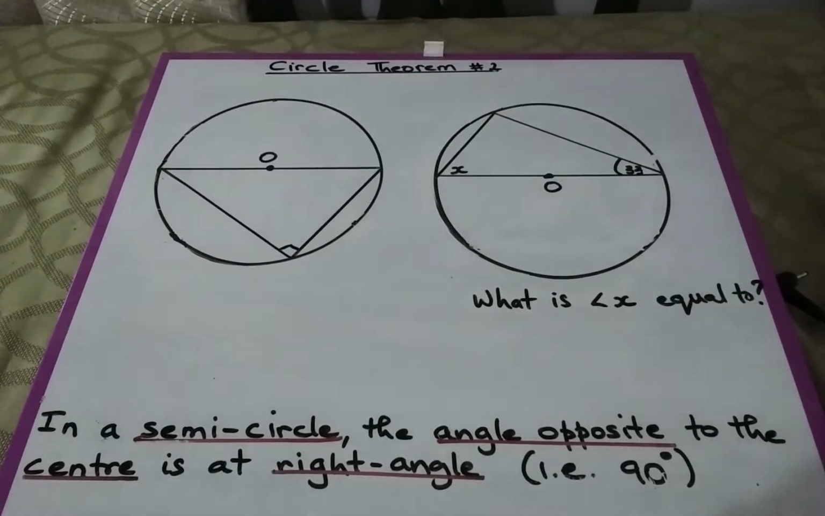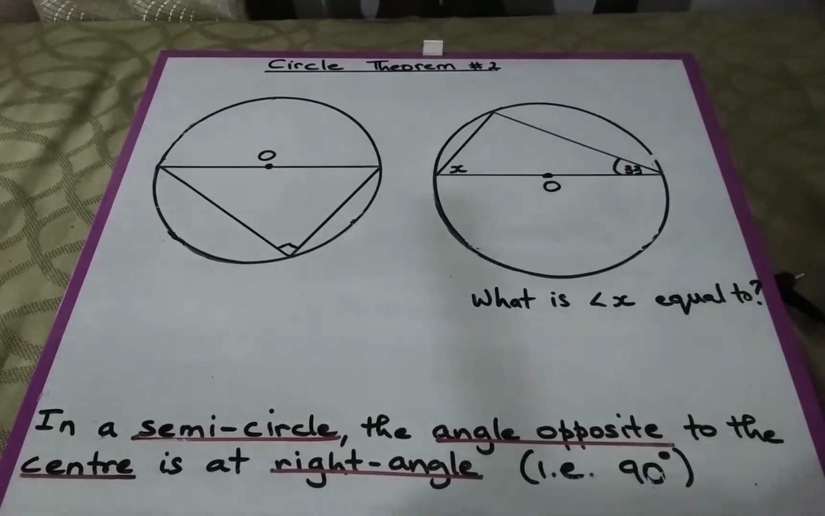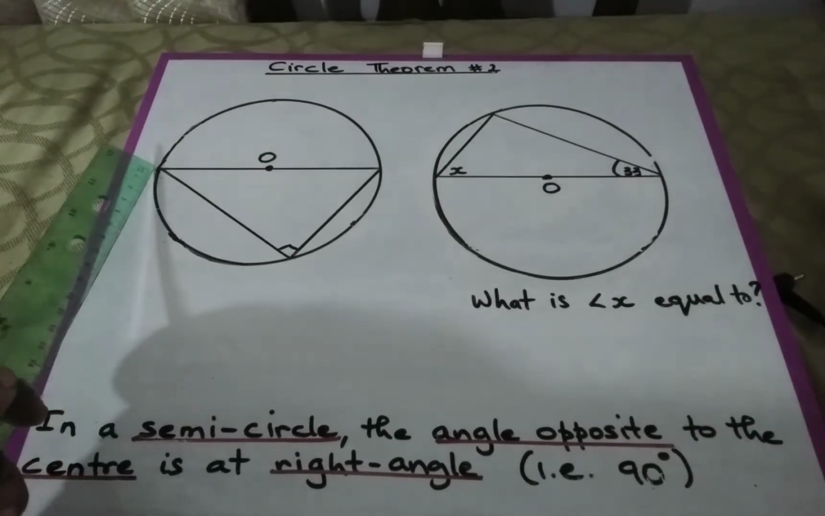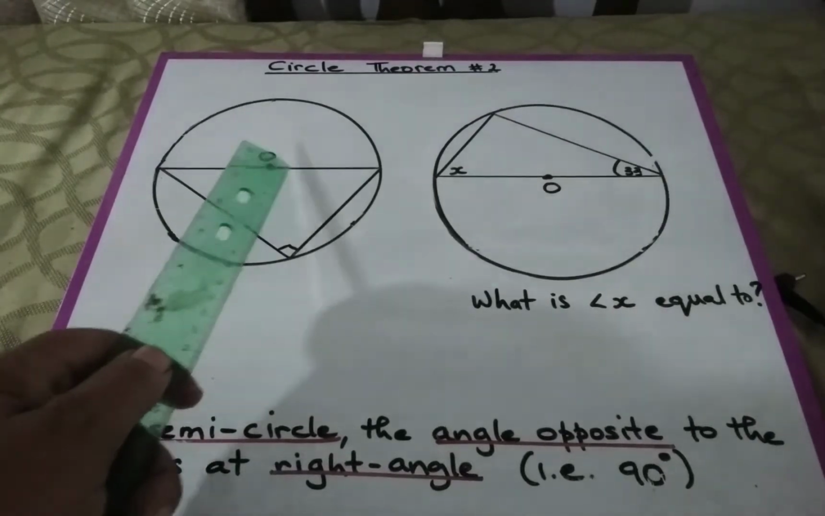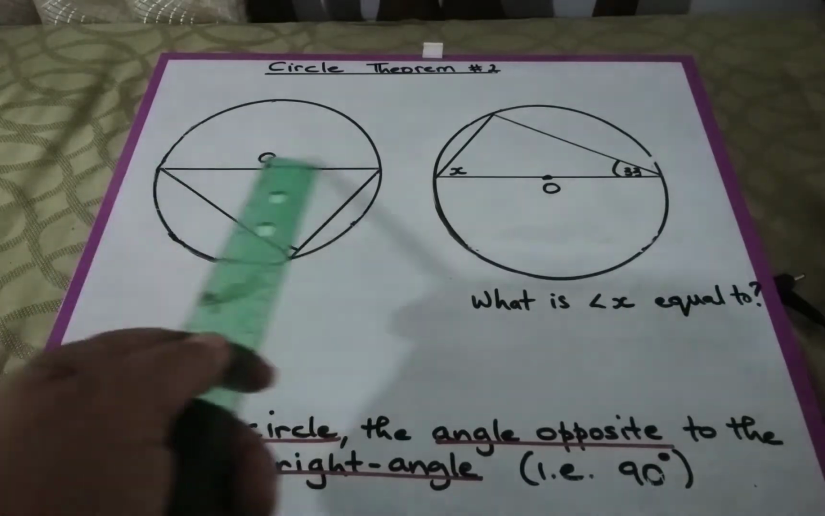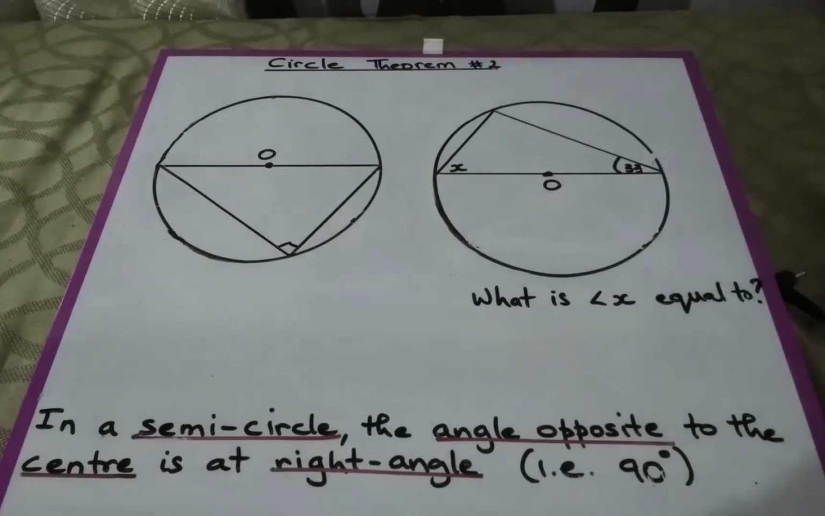For circle theorem number 2, it says in a semicircle, the angle opposite to the center is a right angle. Now, when we talk about a semicircle, it means a diameter is involved. So we should see a line from one part of the circumference going through the center to the other part of the circumference. That's the diameter, and that tells us that we have two semicircles. If you see my fun fact video about circles, you will see that.